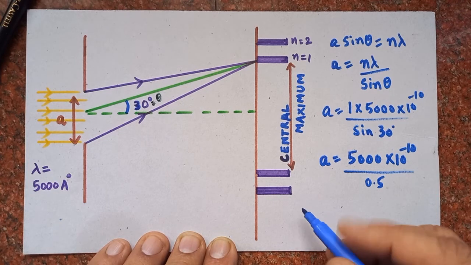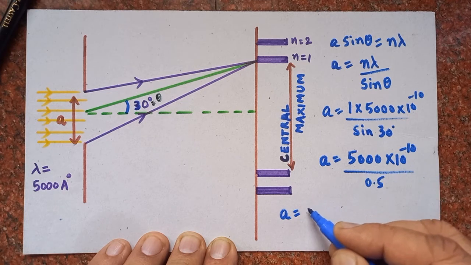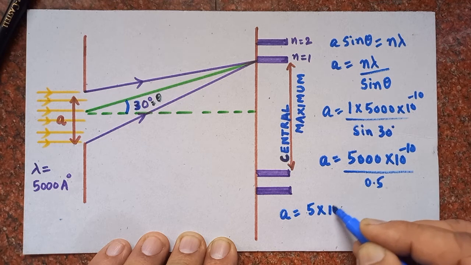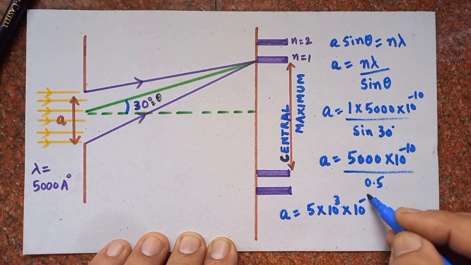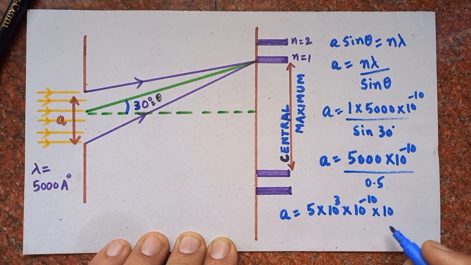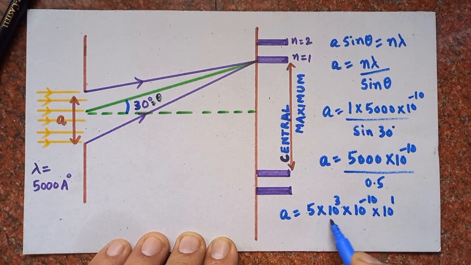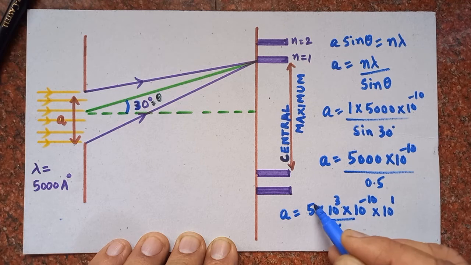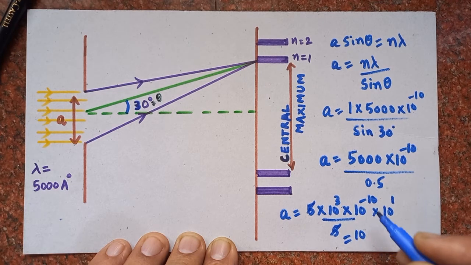Now, after shifting the decimal point, 5000 can be written as 5 into 10 to the power of 3, into 10 to the power of minus 10. And 0.5 can be written as 5 into 10 to the power of minus 1. If it is brought up, that becomes plus 1. In the denominator 5 is there, so this 5 and 5 can be cancelled. So finally you will get the answer as 10 to the power of minus 7 times 10.